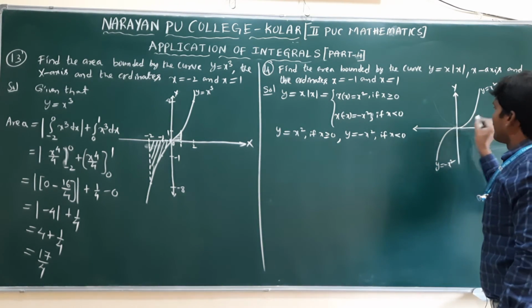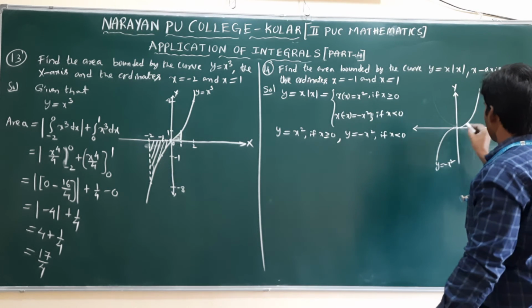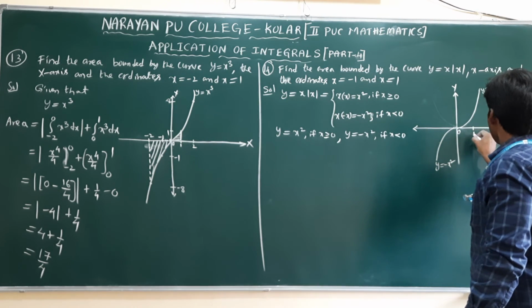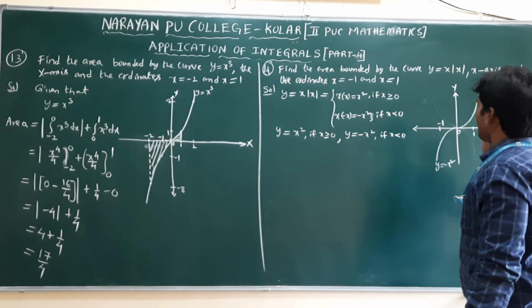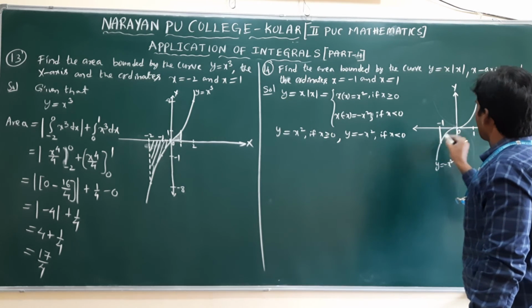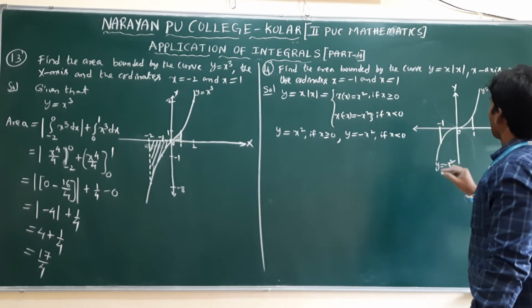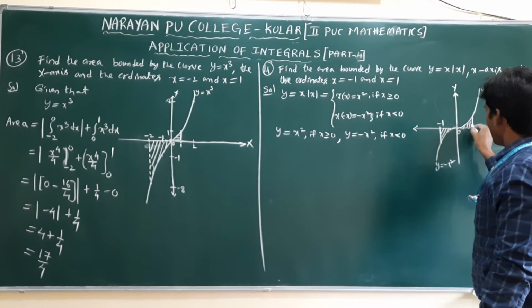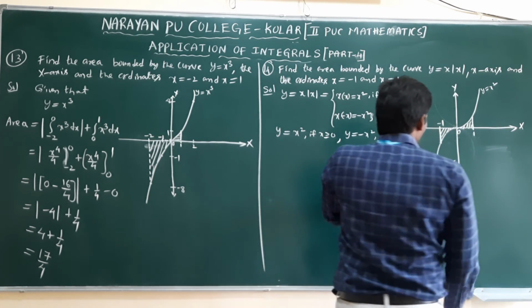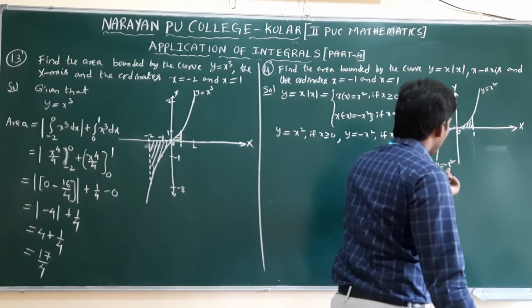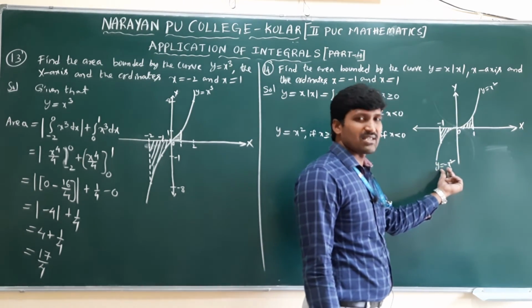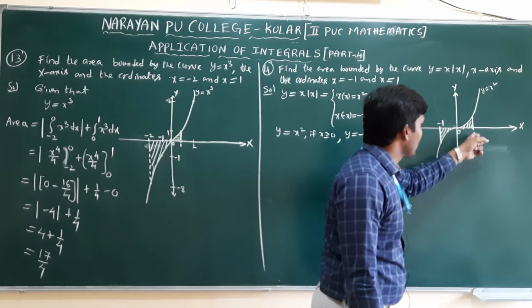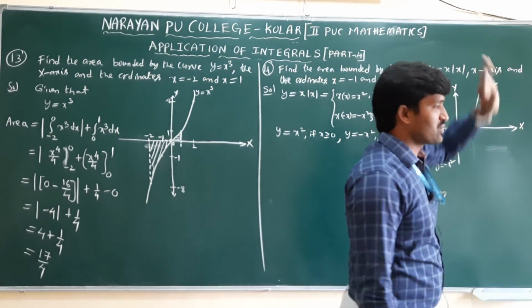They are asking for the area between where to where? Minus 1 to plus 1. This is 0, this is 1, this is minus 1. Now one region is below the x-axis and one region is above the x-axis. From minus 1 to 0, which curve is there? y equal to minus x square. From 0 to 1, which curve is there? y equal to x square.